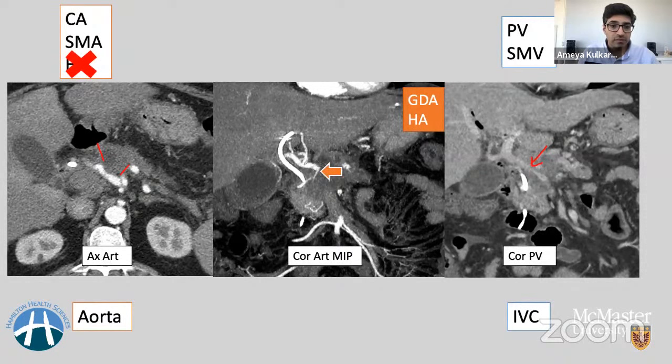So this was the coronal MIP, which I was talking to you about. You definitely see that that's the common hepatic and that's the GDA. So even the GDA is occluded by the tumor. There are certain red flags going on here. Number one is there's disease which is present at the hepatic artery, but not going to the celiac axis. Then there's disease which is occluding the GDA, and there's some distortion at the mesenteric and splenic confluence.